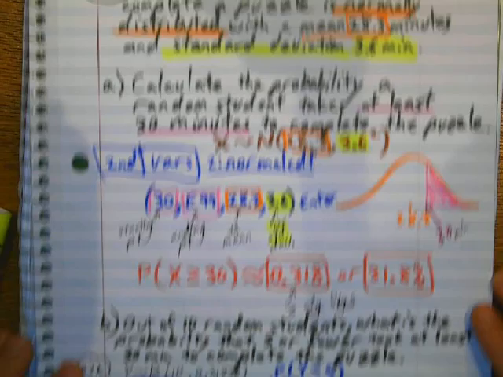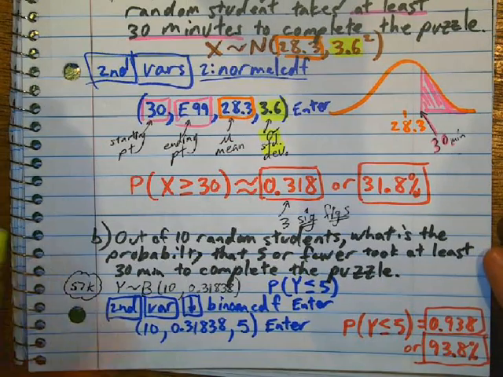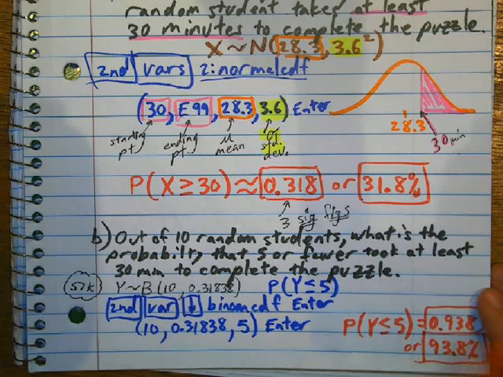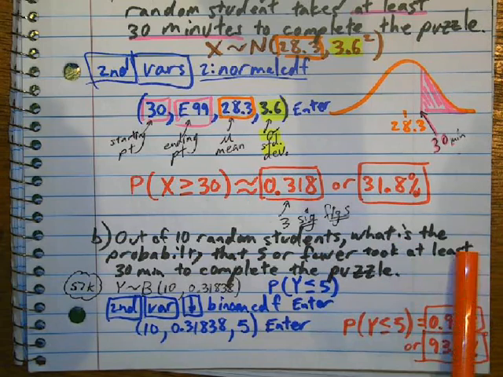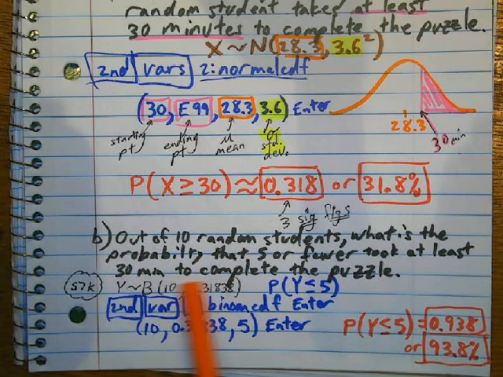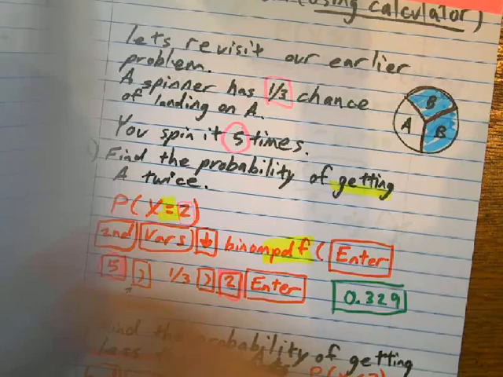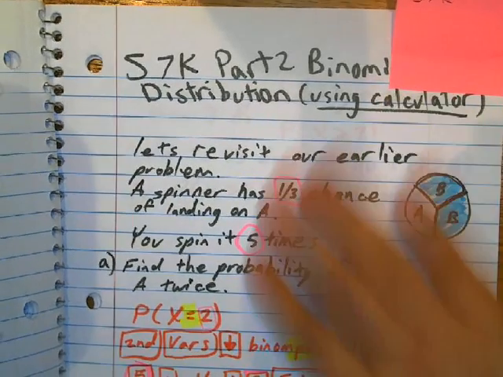Now, part B, this is a little bit trickier. Now we're going to go back to binomial distribution. Out of 10 random students, what is the probability that 5 or fewer took at least 30 minutes to complete the puzzle? In order to do this, I have to go back to our notes from S7K, and here we learned how to do this type of problem.